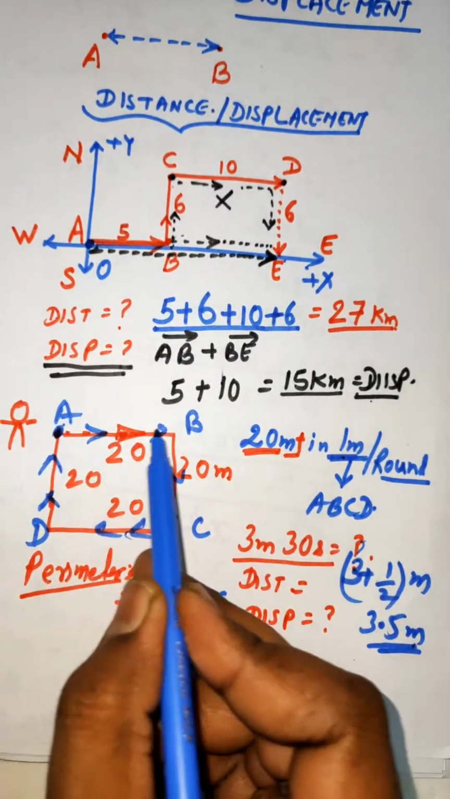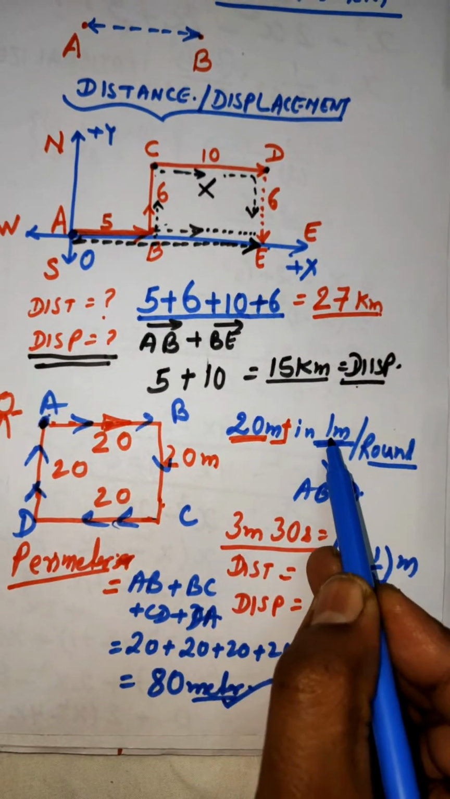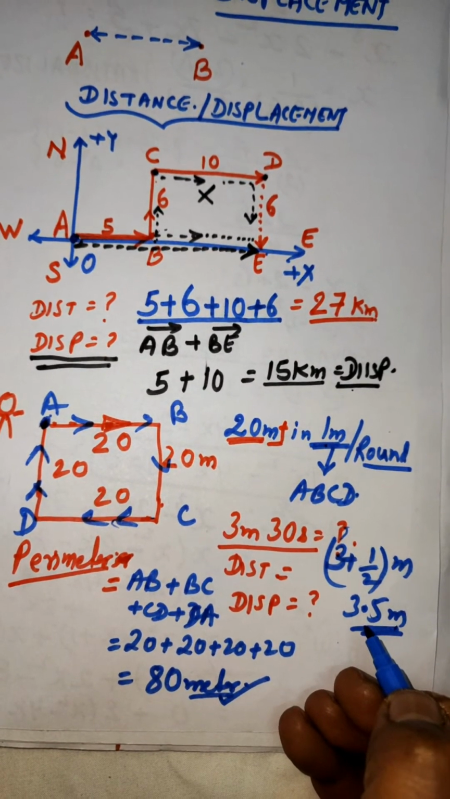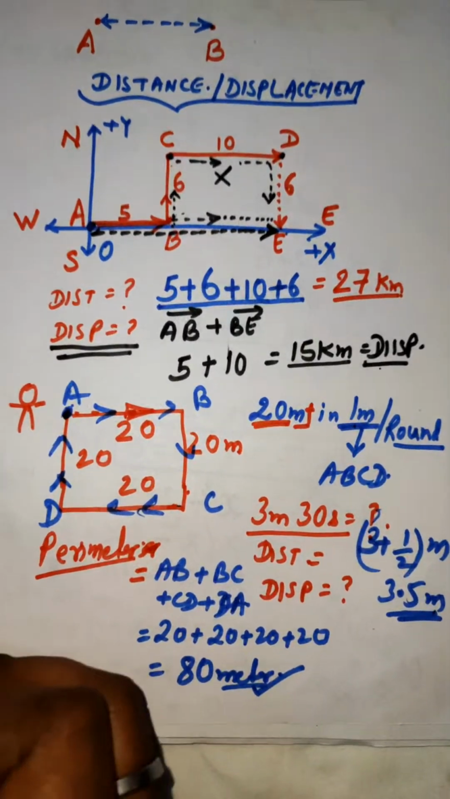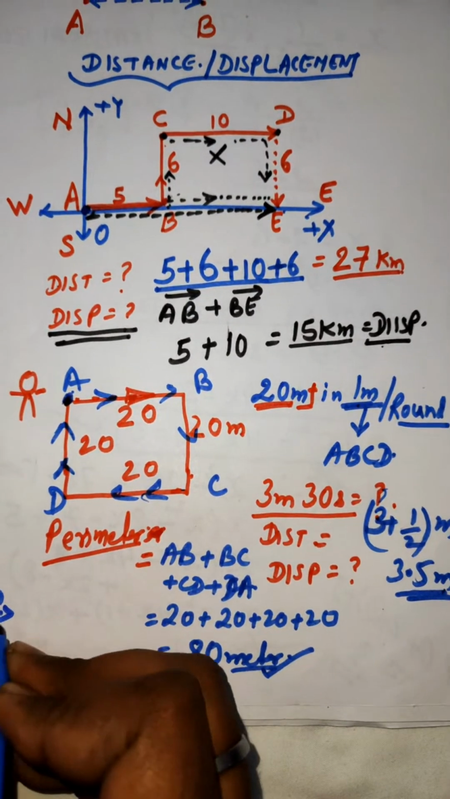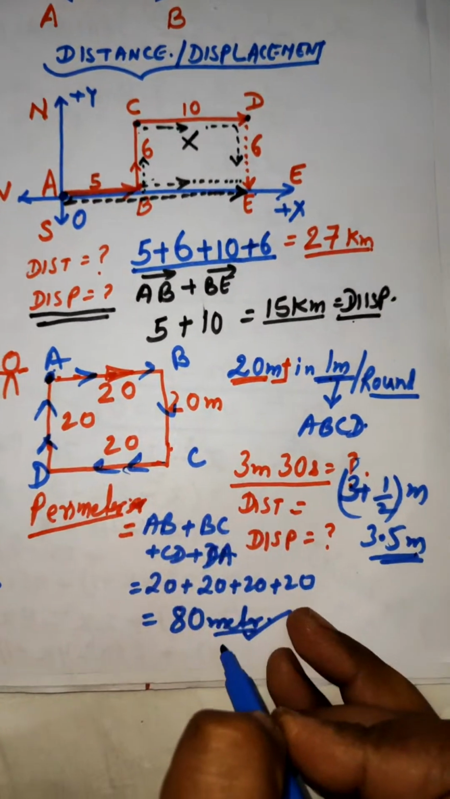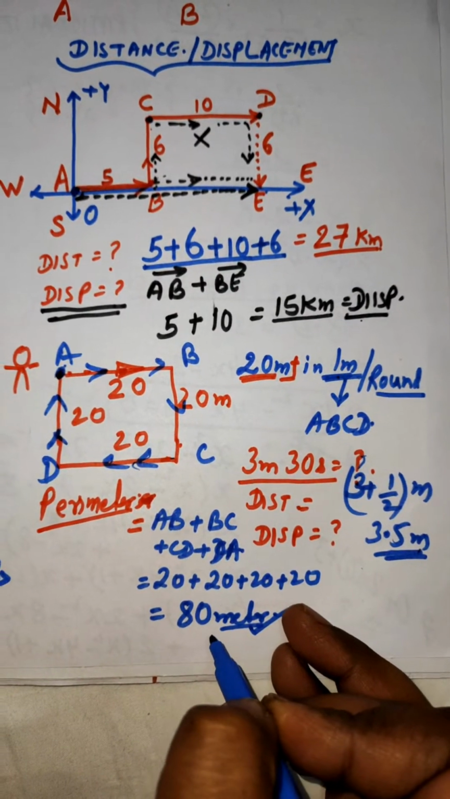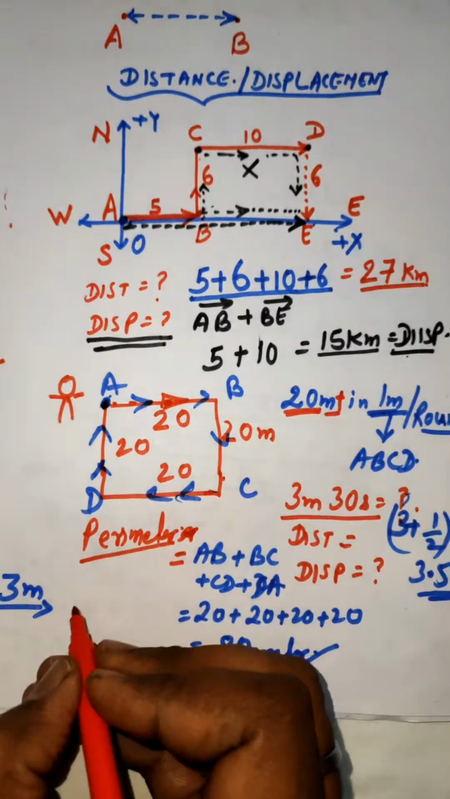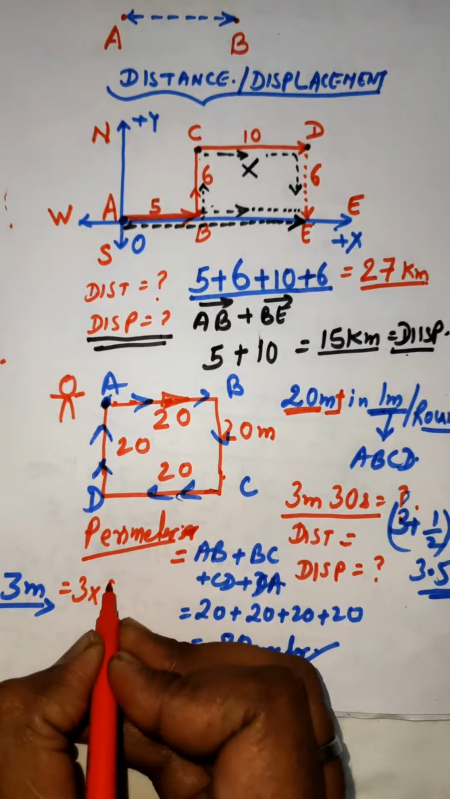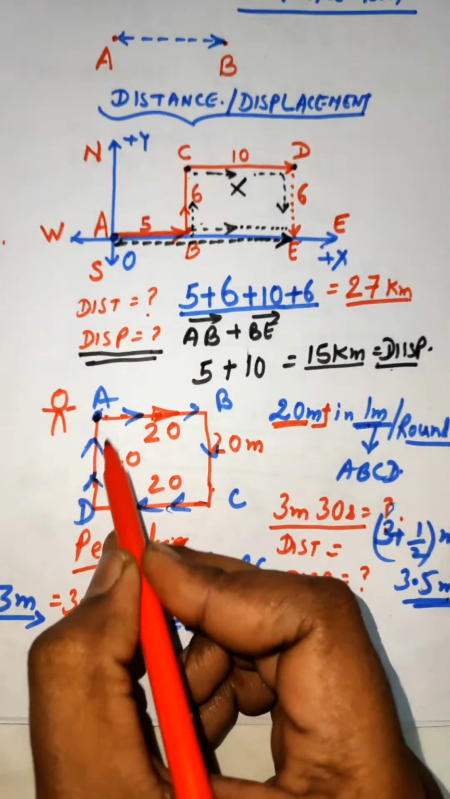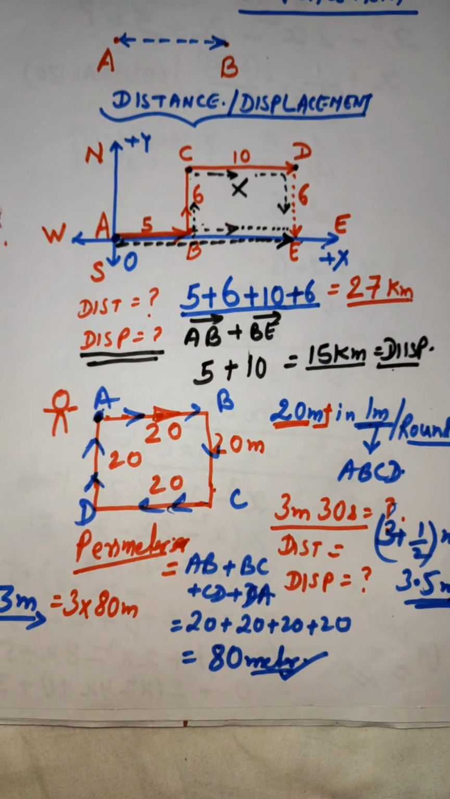So if he is completing one round in 1 minute, right? So in 3 minutes he will be covering how much? He will be covering 80 meters along one round of the park, that is the perimeter. So in 3 minutes it will be 3 into 80 meters, because 80 meters is the perimeter of the jogging track of the square park.